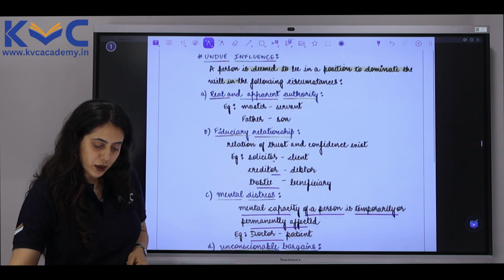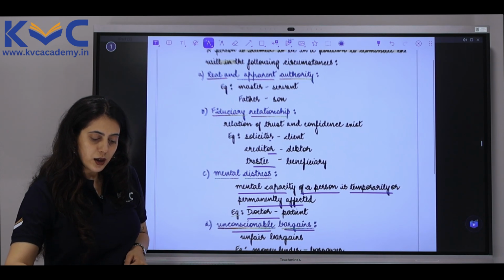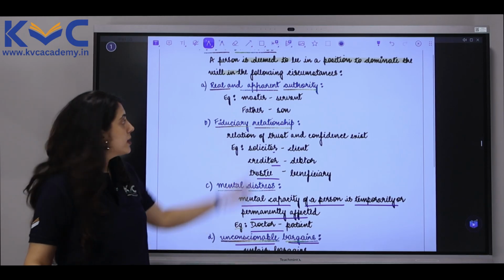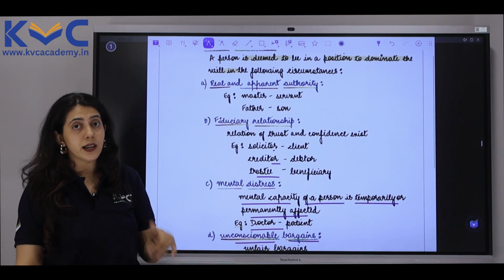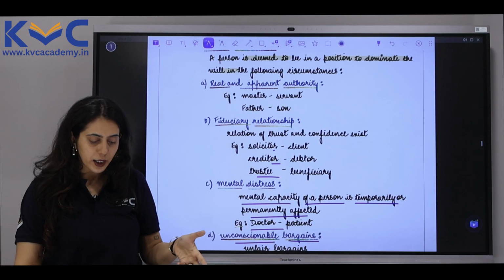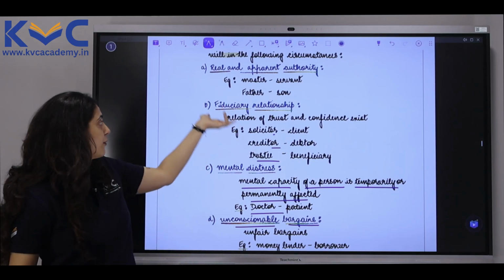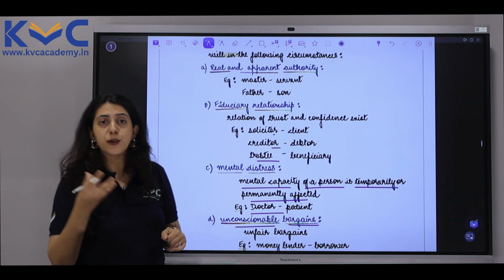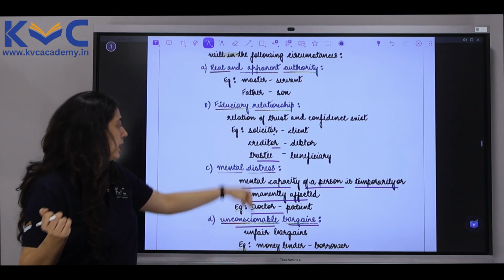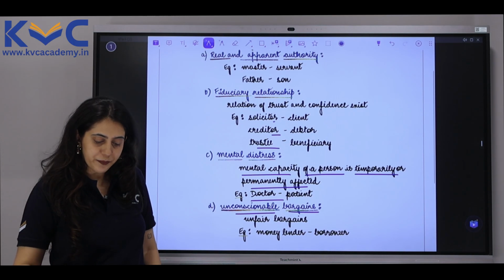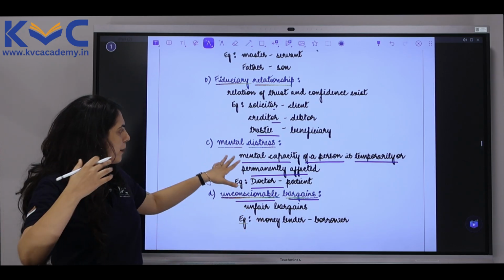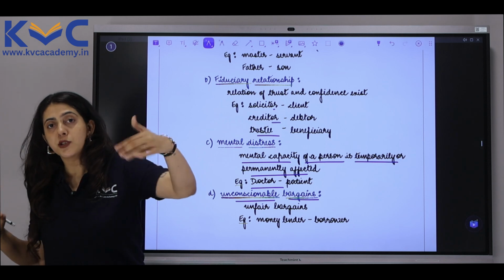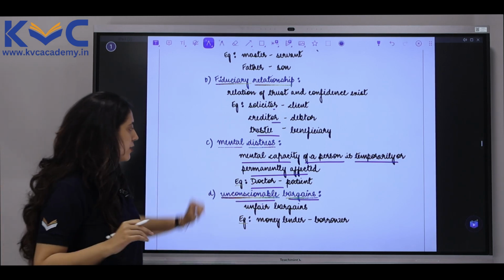Yes. We have 4 cases. A person is deemed to be in a position to dominate the will in the following circumstances. First, where there is a real and apparent or an obvious authority, where cases where there is a fiduciary relationship which involves trust between the parties or mutual confidence between the parties. Point C talks about mental distress, where a person is temporarily in distress and the other person is using his power or position to dominate the will of that distressed person.